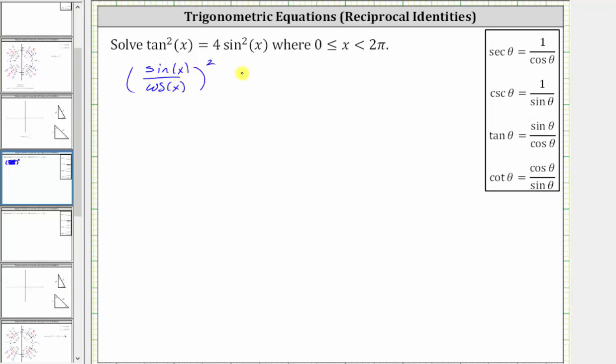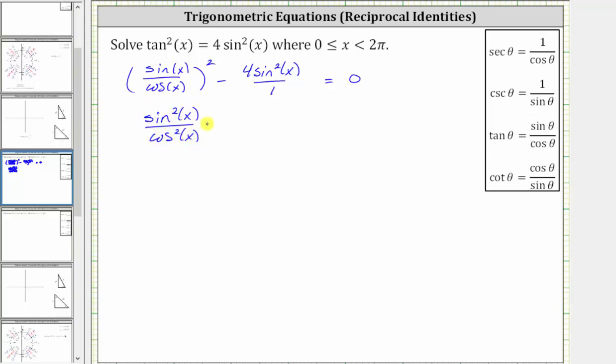Let's also set the right side of the equation equal to 0 by subtracting 4 sine squared x from both sides of the equation, which gives us minus 4 sine squared x. Let's write this as a fraction with the denominator of 1, and this is equal to 0. And now simplifying, the square of sine x divided by cosine x is equal to sine squared x divided by cosine squared x.